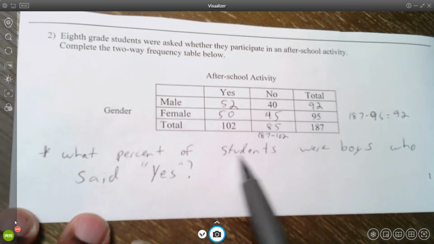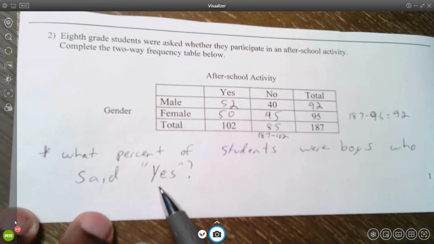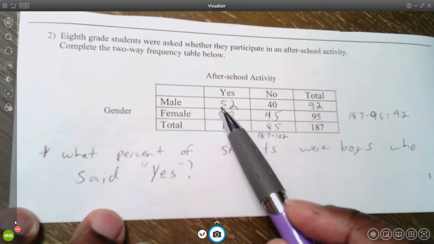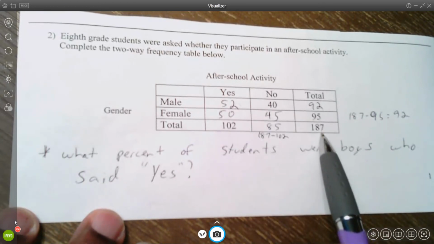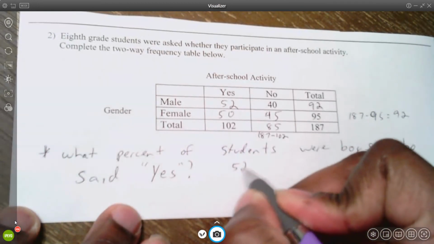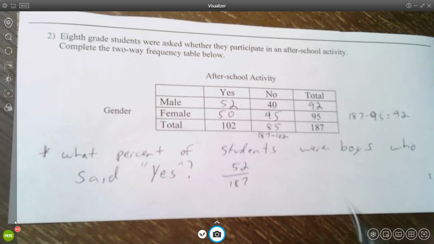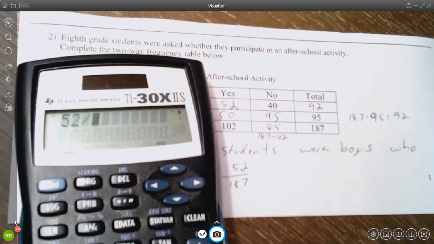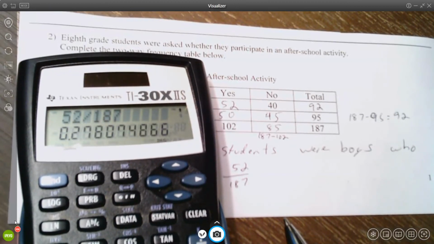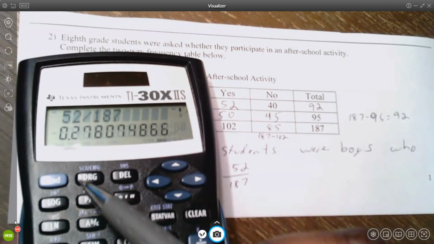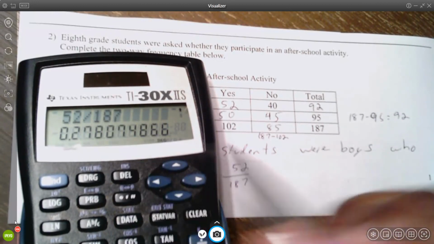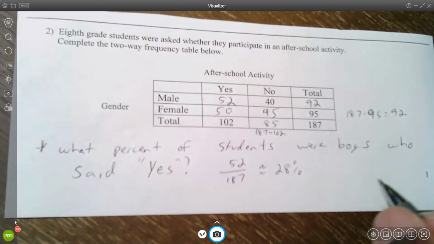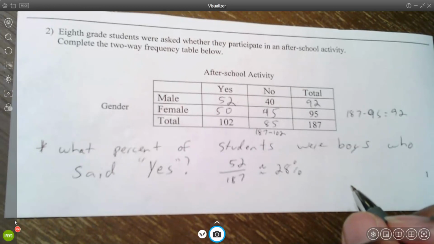It said, what percentage of students were boys who said yes? So the boys are the males, 52 of them that said yes. And it says, what percentage of students? So we consider all the students in the list. So it should be 52 out of 187. And that as a percentage should be about 28% roughly. 27.8, so about 28%. So roughly 28% of the students were boys who said yes.